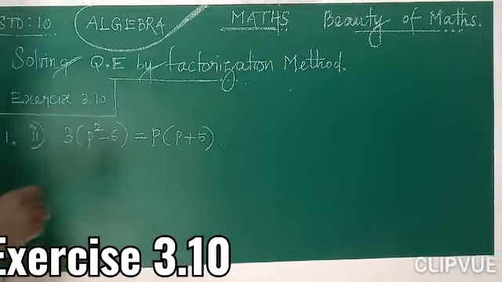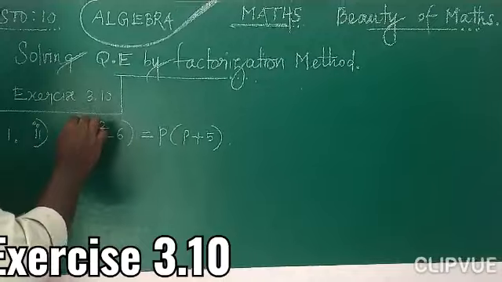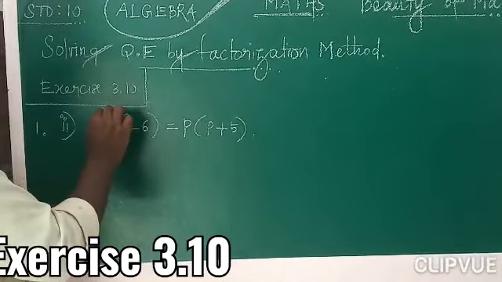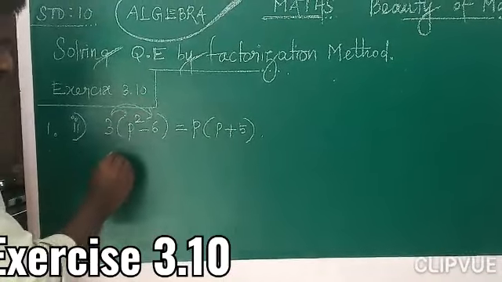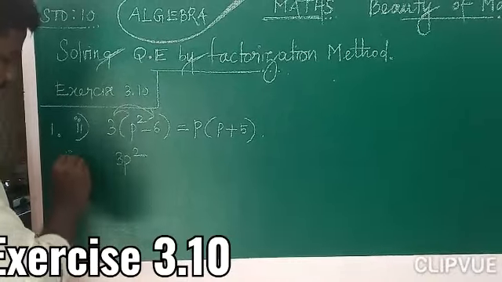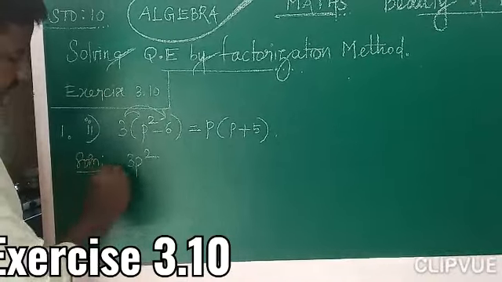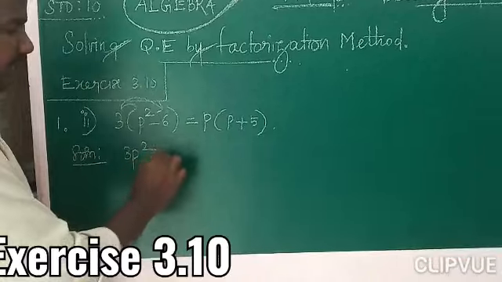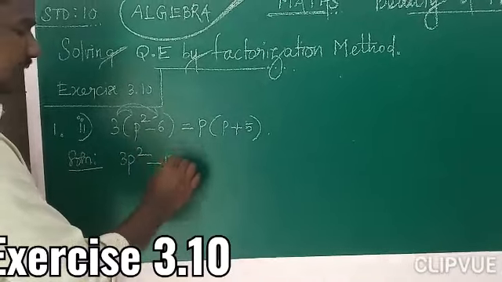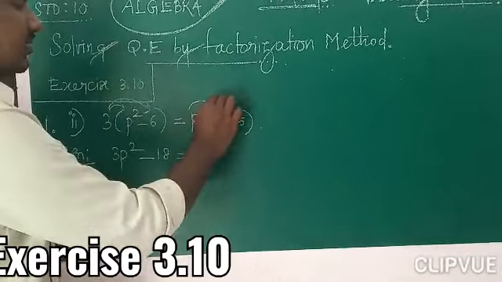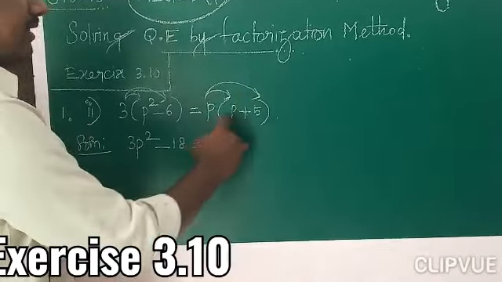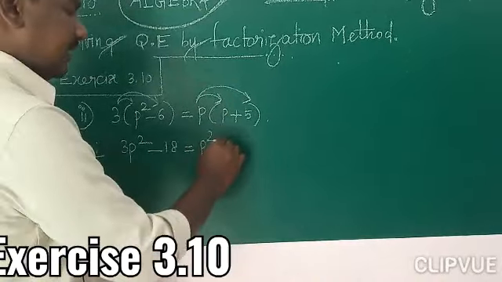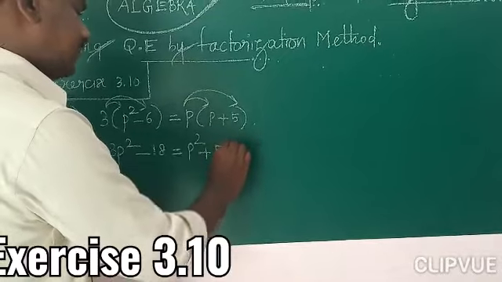Here the variable is p, right? So first we multiply this. 3 into p square and 3 into minus 6. 3 into p square, 3p square. Solution: 3 into p square, 3p square, minus 3 into minus 6 is equal to minus 18, which is equal to this p into p square, and this p into 5p. So p square plus 5p.